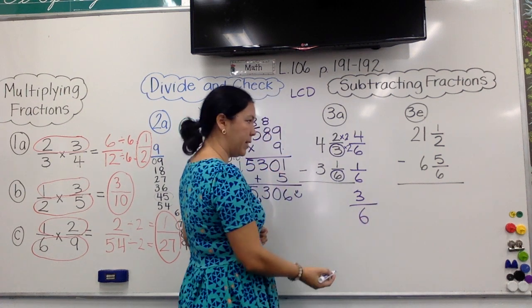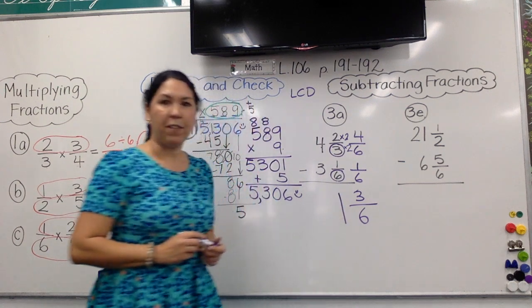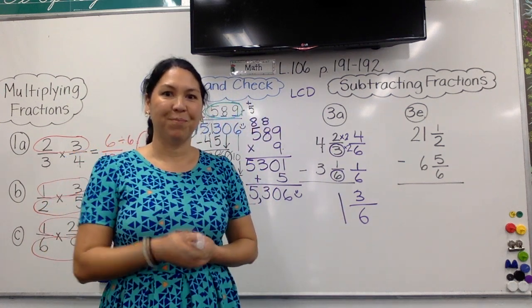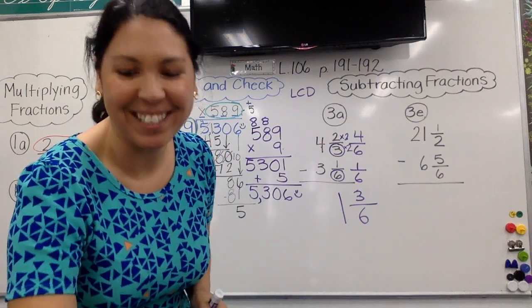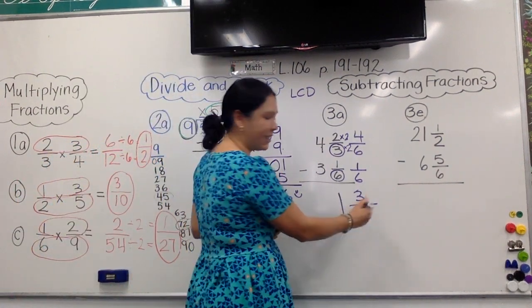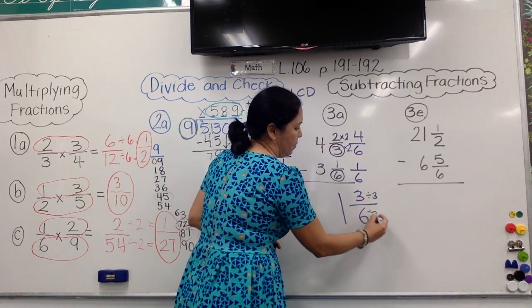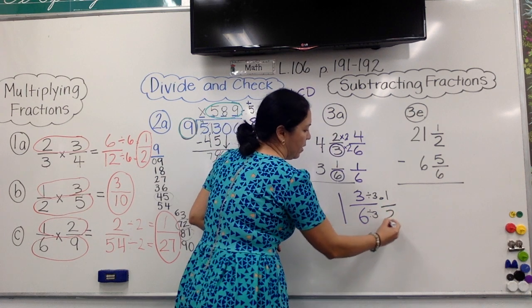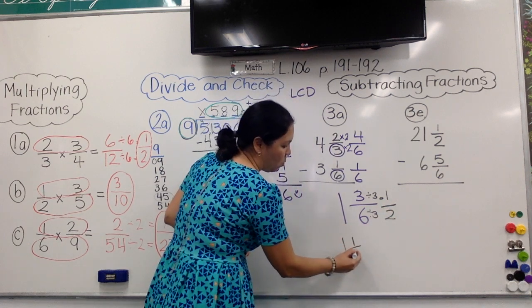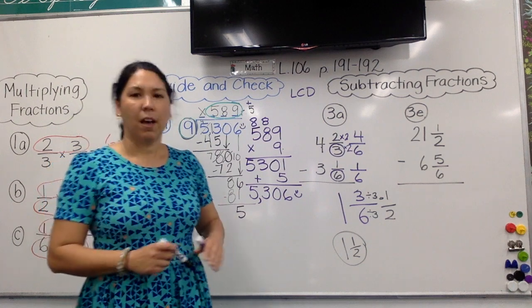Denominator, remember, always stays the same. 4 take away 3 is 1. Am I finished? Looks good to me. You're right. What do we need to do? We need to reduce it. Can I count by 3 to get 6? Yes. Let's divide by 3. Divide by 3. And my answer is going to be 1 and 1/2. Good job, you guys.